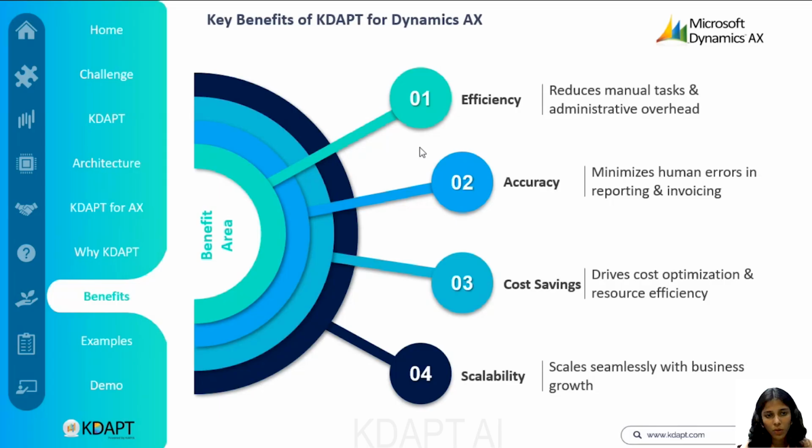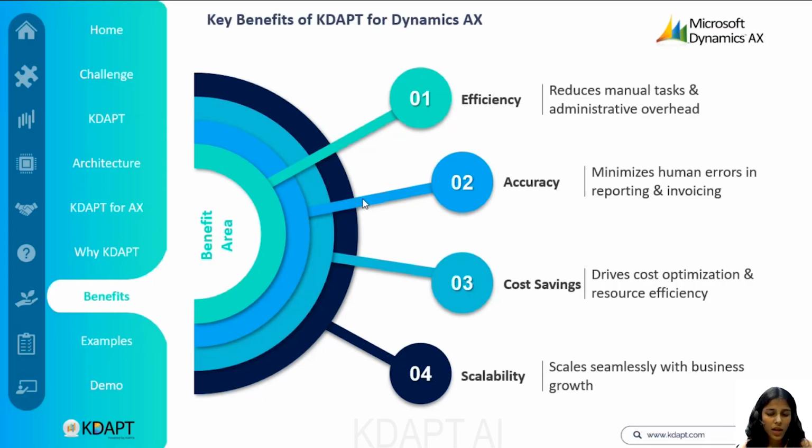Now, if I have to talk about the outcomes of integrating GitHub with Dynamics AX, first one is efficiency. GitHub reduces the time your team spends pulling data, building reports, or waiting on the IT. So instead of spending hours manually stitching together numbers from AX, users can simply type their questions and get real-time visual answers in seconds.